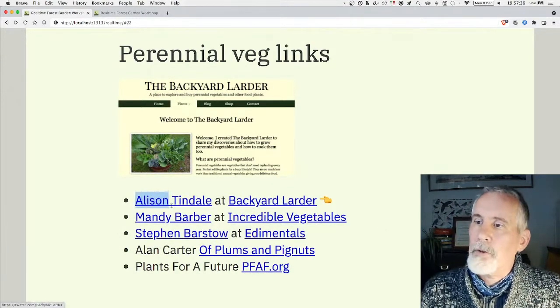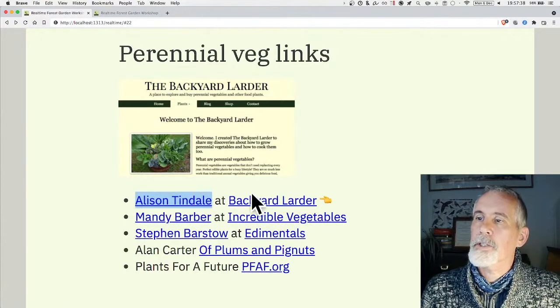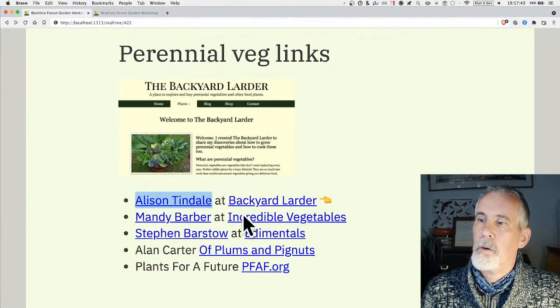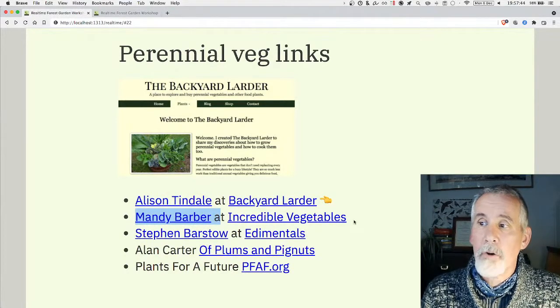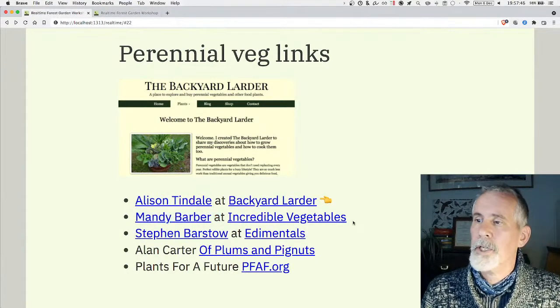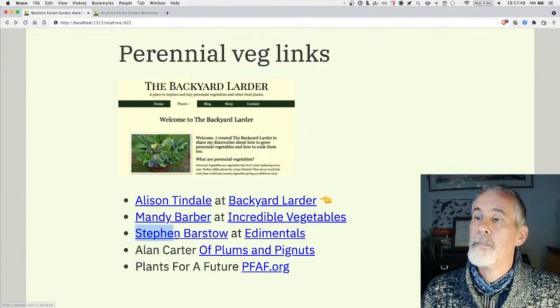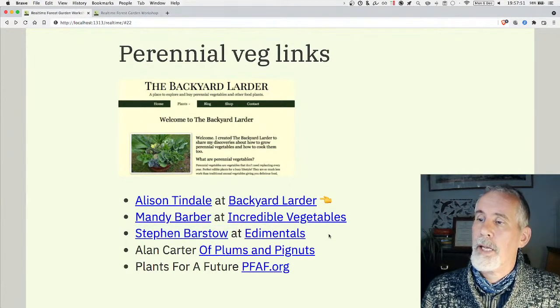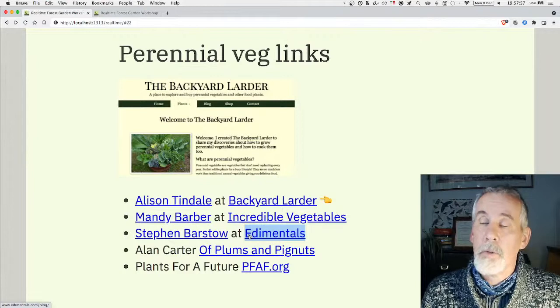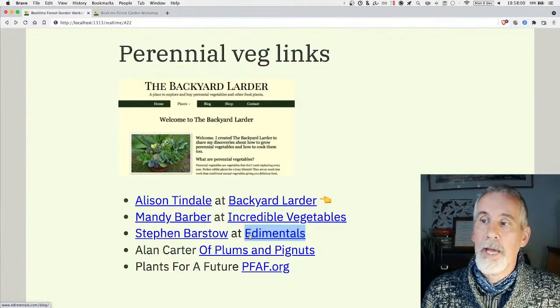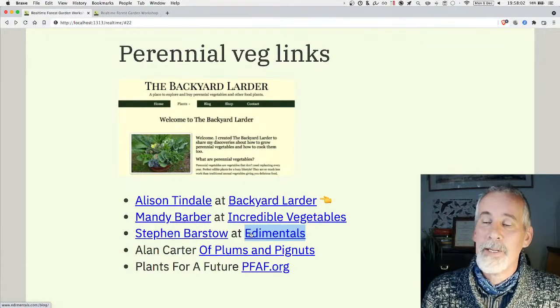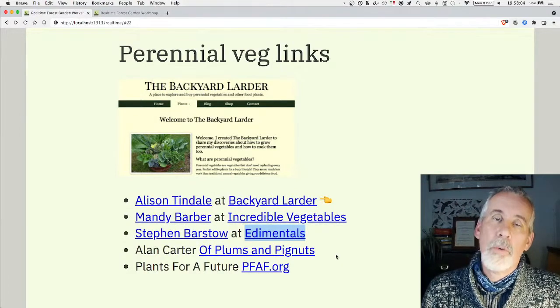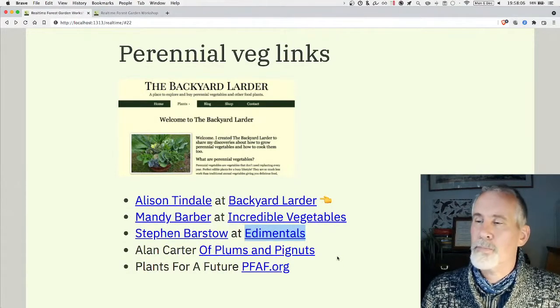Perennial vegetable links. I'll just very quickly go through this. Alison Tyndale, Backyard Larder, she's great. I get a load of stuff from her online shop. Mandy Barber, Incredible Vegetables. I actually haven't bought anything from her, but she's great. She was on Gardener's World. She's a friend of a friend, apparently. Stephen Barstow, he's fabulous. I like him a lot. He's written a couple of books. He has a brilliant website about edimentals. He actually grows the plants he talks about, edible ornamentals. He grows the stuff he talks about, and he eats it, and he writes about it, so he's brilliant.